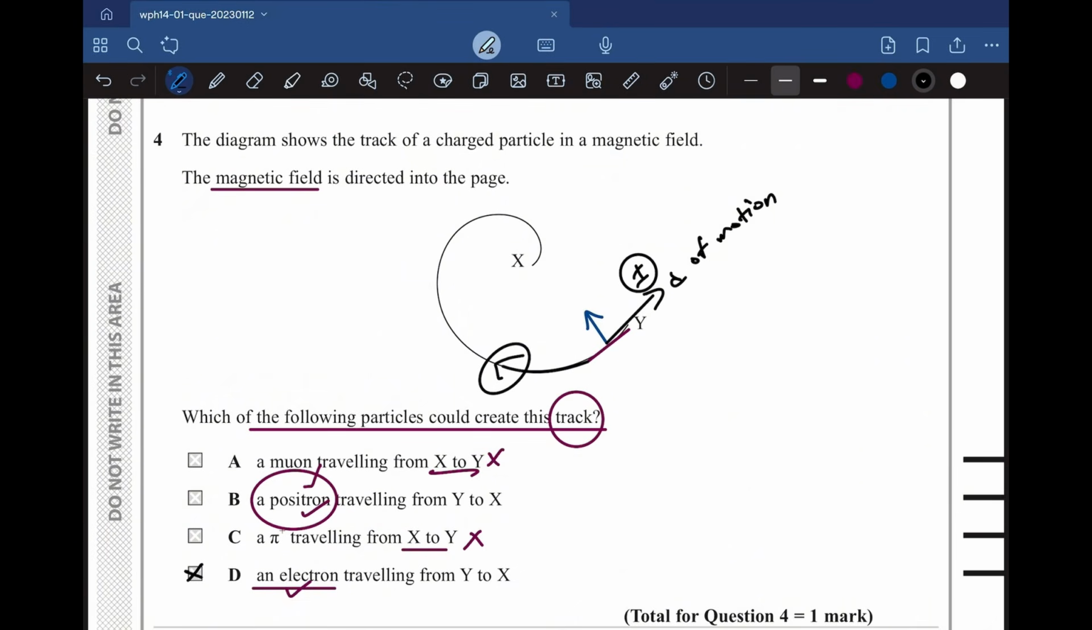And this is a very important question because it was a little tricky. So make sure you understand Fleming's left hand rule in detail before your physics Unit 4 exam.